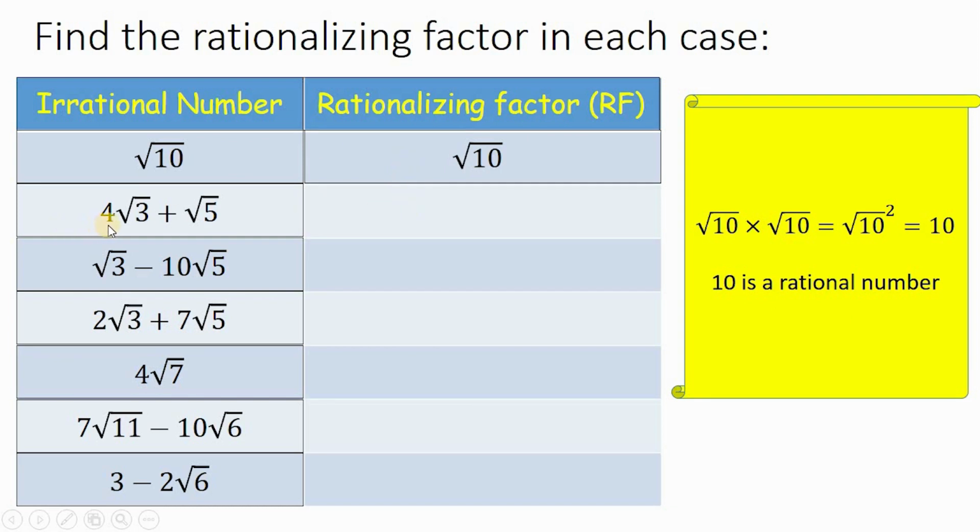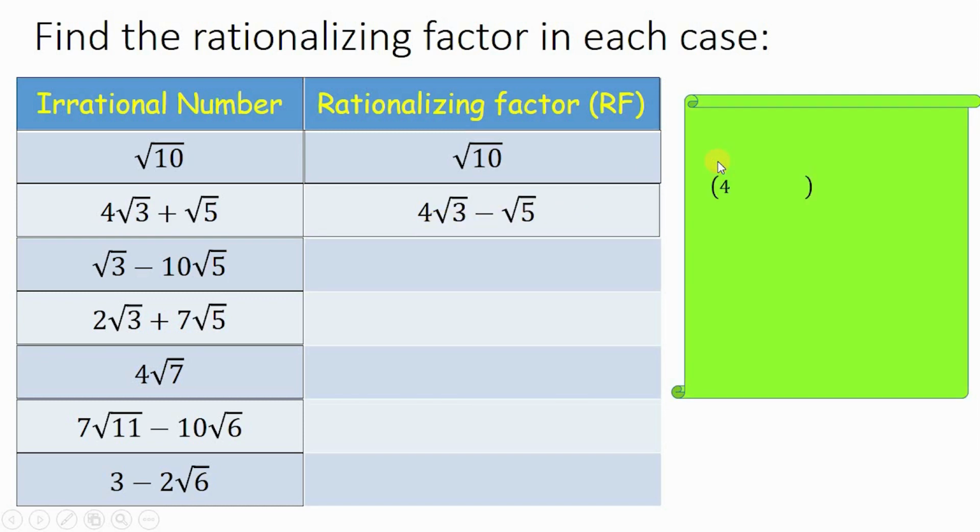Next one is 4 root 3 plus root 5. Now, what is the rationalizing factor over here? So here we have to take the conjugate of this number. We'll solve here. So that is 4 root 3 minus square root of 5. So we'll prove it over here. 4 into square root of 3 plus root of 5 into 4 into square root of 3 minus square root of 5. Here again you will use the algebraic identity, a plus b into a minus b.